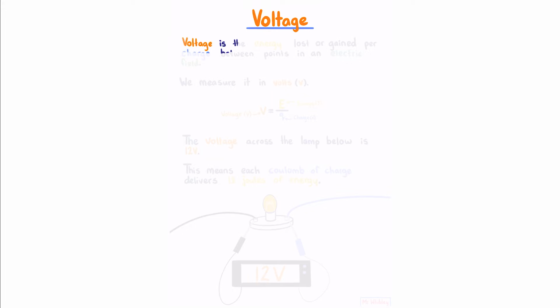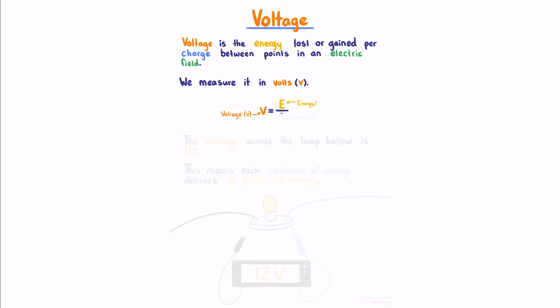Voltage. Voltage is the energy lost or gained per charge between points in an electric field. We measure it in volts, symbolized by a capital V. As an equation, we can write that the voltage is equal to the energy divided by the charge. And so if we had a positive charge of 1 coulomb within an electric field, if by moving this charge between 2 points, we gained 10 joules of energy, 10 joules divided by 1 coulomb gives us that the voltage between these 2 points is 10 volts.